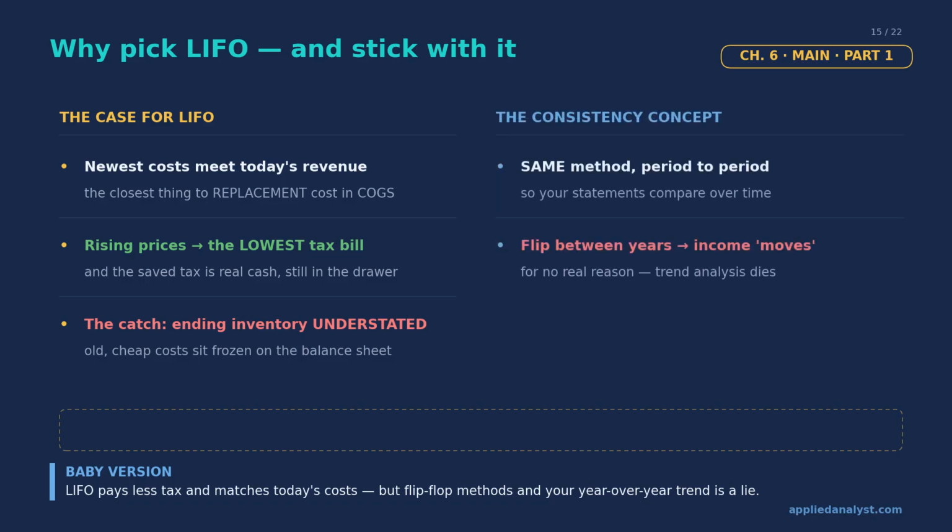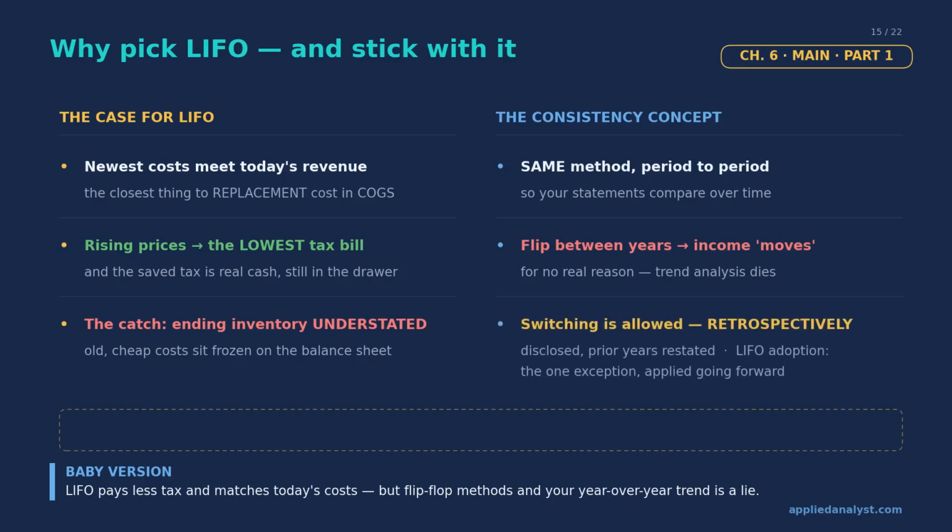Use the same method period to period so your statements actually compare over time. Flip from FIFO to LIFO between 2 years and net income moves for no real business reason. Any trend analysis on you is garbage. You can switch, but only if the new method genuinely gives more reliable, more relevant information. Then you disclose it and apply it retrospectively, restating prior years.